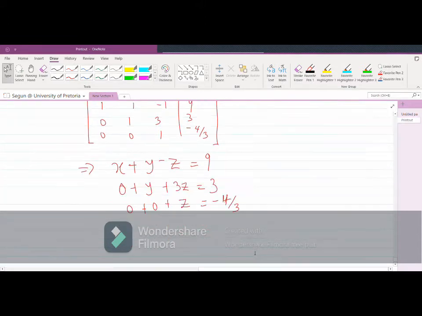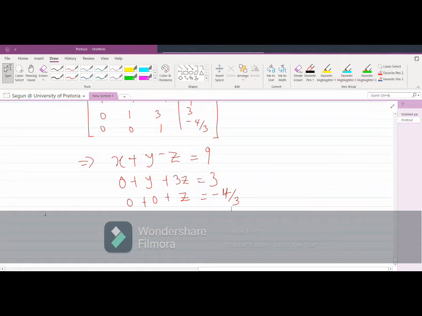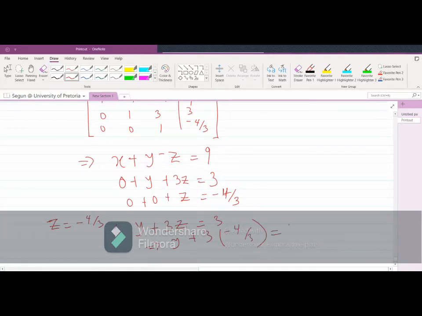So we need to calculate our X. We know Z. Our Z is equals to minus 4 over 3. Then where can we substitute Z to get our Y? Equation 2. Equation 2 becomes Y plus 3Z, which implies Y plus 3 times minus 4 over 3 equals to 3.